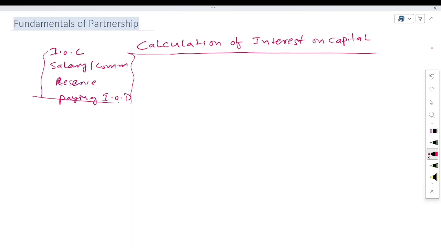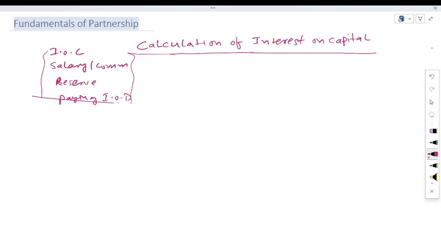Now from here we will learn each and every topic in a separate way, then we will do the complete question of preparation of profit and loss appropriation account in a detailed way. Okay, see here, calculation of interest on capital.